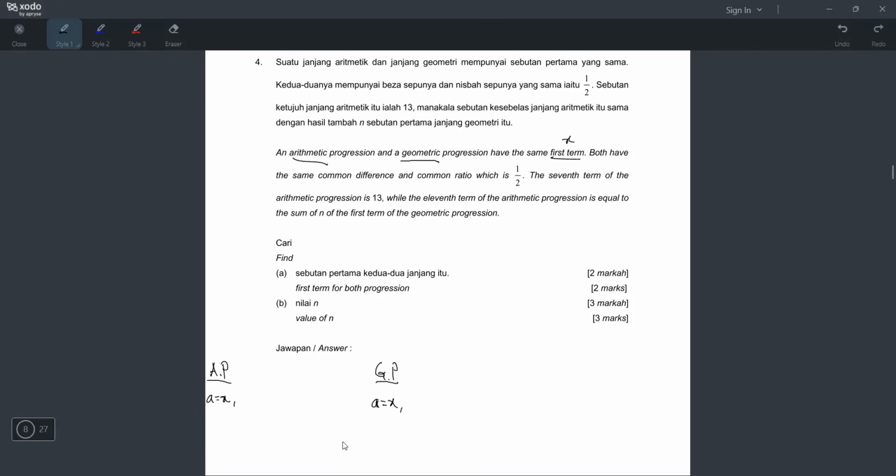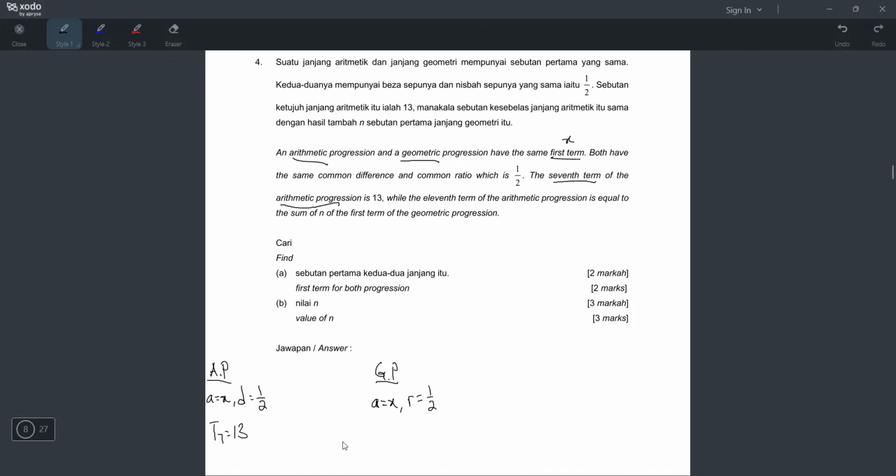And then what about the difference? The common difference in arithmetic is 1/2, which means D is 1/2. But for the geometric, the common ratio is also 1/2. It means for the arithmetic progression, every number you have to plus 1/2, plus 1/2, plus 1/2. But for geometric, every term you have to times 1/2, means divide 2. Okay, and then it says the 7th term of the arithmetic is 13. So I have to write T7 equals 13 on this side, because it's talking about arithmetic.